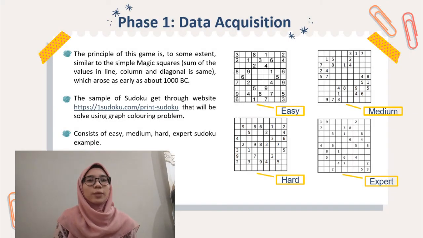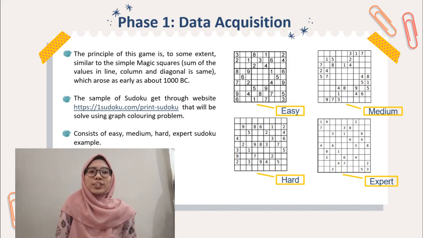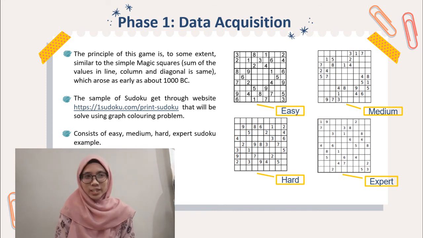Now let's move on to the Chapter 3 methodology. First is Phase 1, data acquisition. The principle of this game is to some extent similar to the simple magic squares, where the sum of the values in each line, column and diagonal are the same, which arose as early as about 1000 BC. The Sudoku samples can be obtained through a website and will be solved using the graph coloring method.